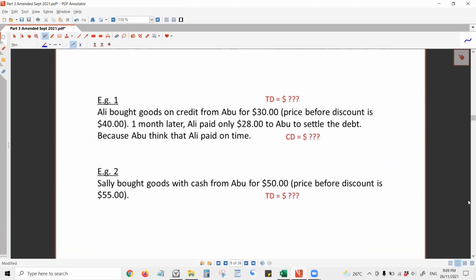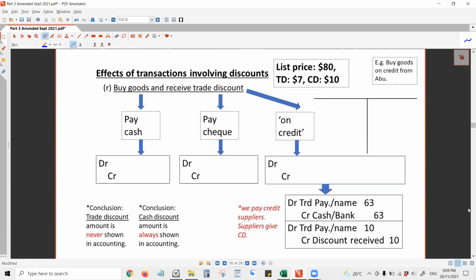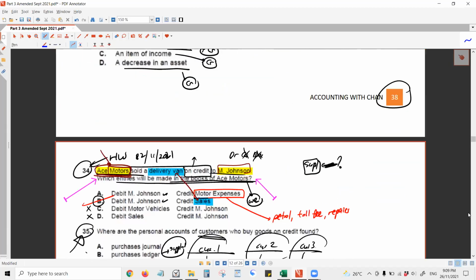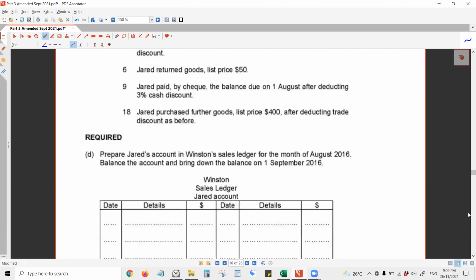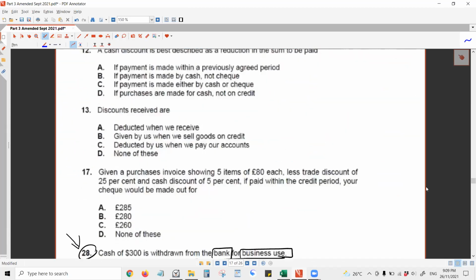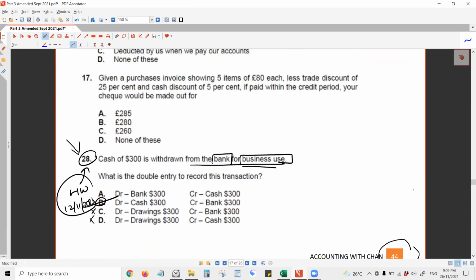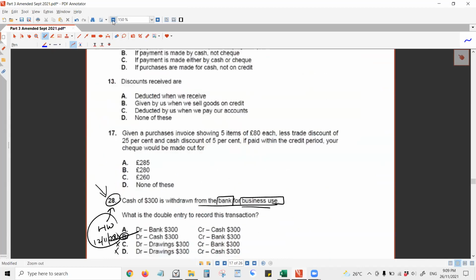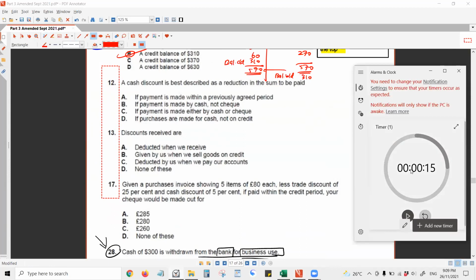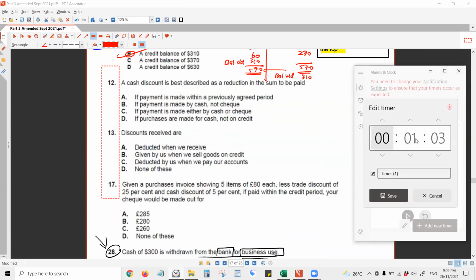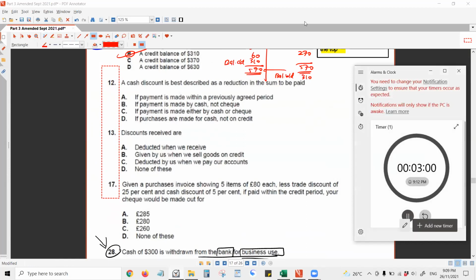Okay, now let's do a few questions before we move on to the entries for discounts. You go to page number 44, three MCQ questions. You try these three, then you tell me your answers. So you give me three answers after you're done. Okay, 3 minutes. Okay, you may begin.